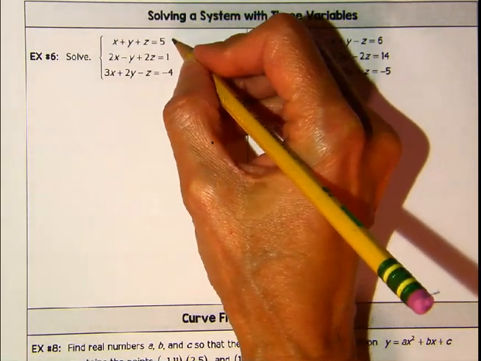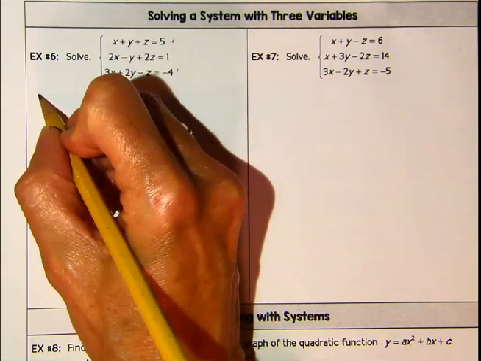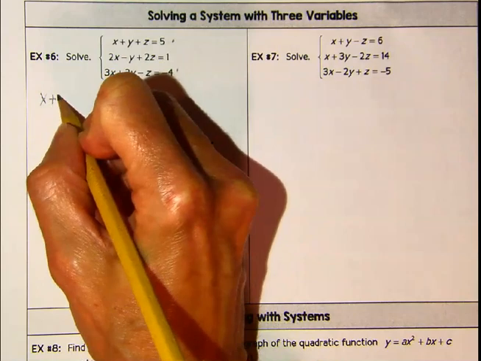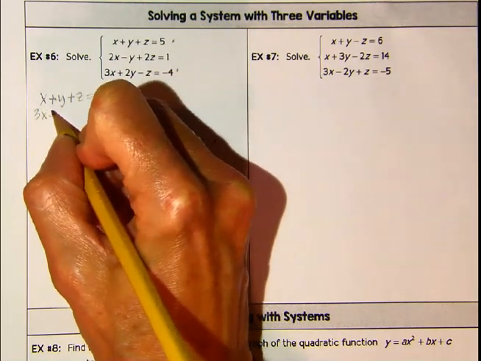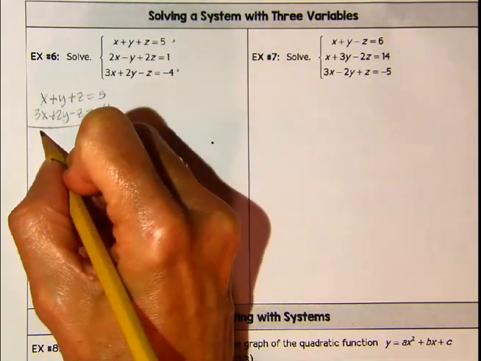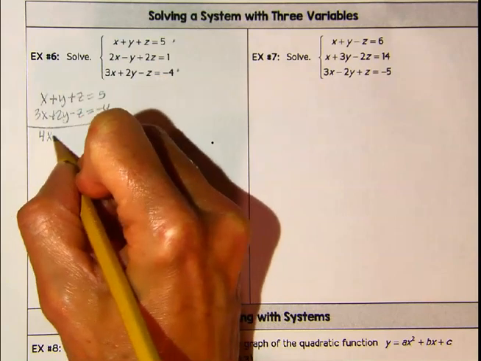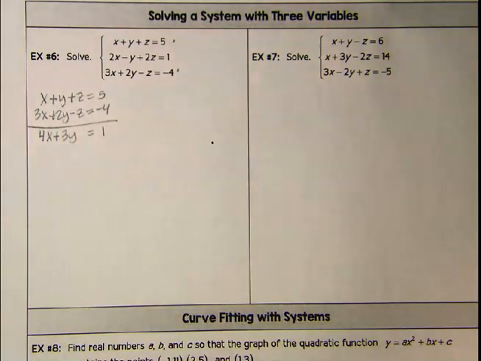So I'm going to do this first equation and this last one because the z's will cancel out. So let's see, that's x plus y plus z equal to 5, and 3x plus 2y minus z equal to negative 4. So if I add those together, those z's cancel out, which is what I want them to do, and that gives me that.